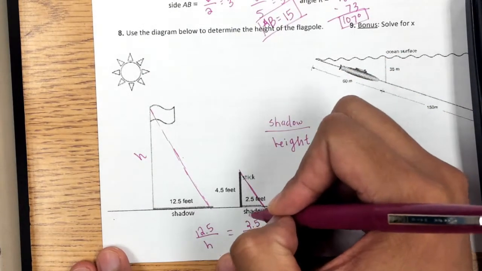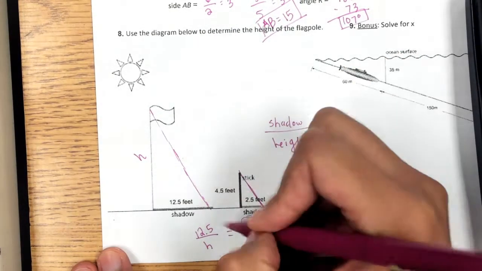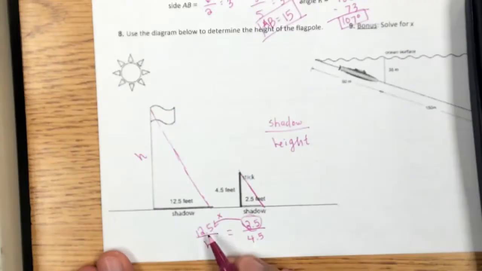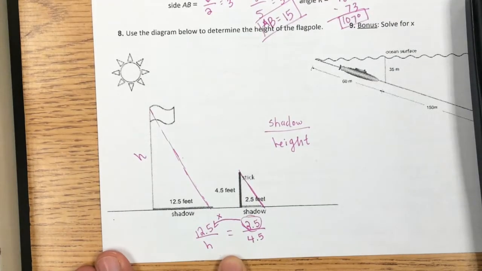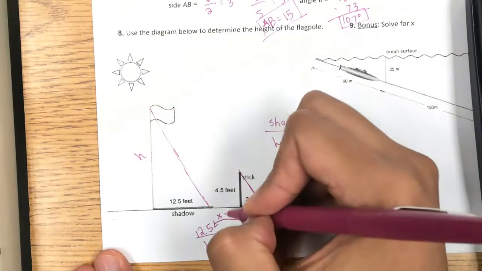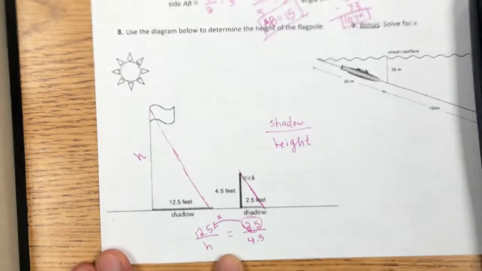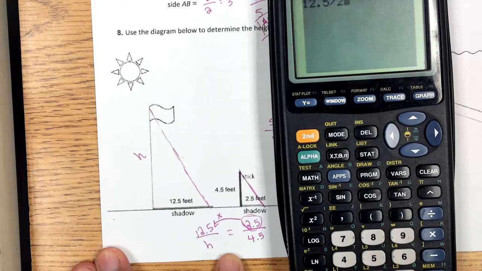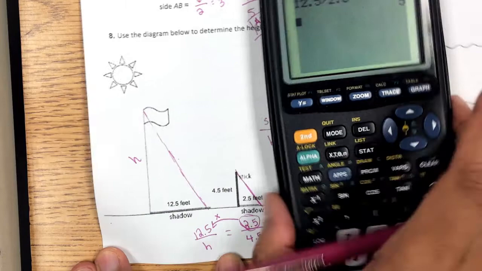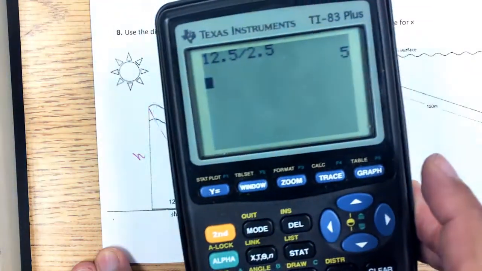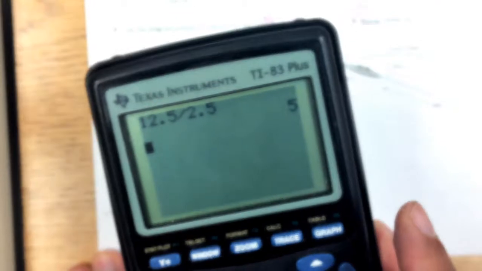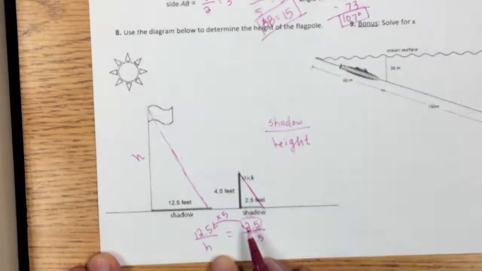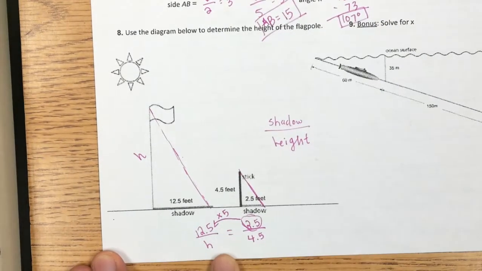I need to go from 2.5, and I need to multiply by some number, which I don't know, in order to get 12.5. How am I going to solve for this number? Well, all we need to do is divide 12.5 by 2.5, and look at that, we got 5. That is a much nicer number than 0.5555555. So we're going to multiply this number by 5 to get 12.5.